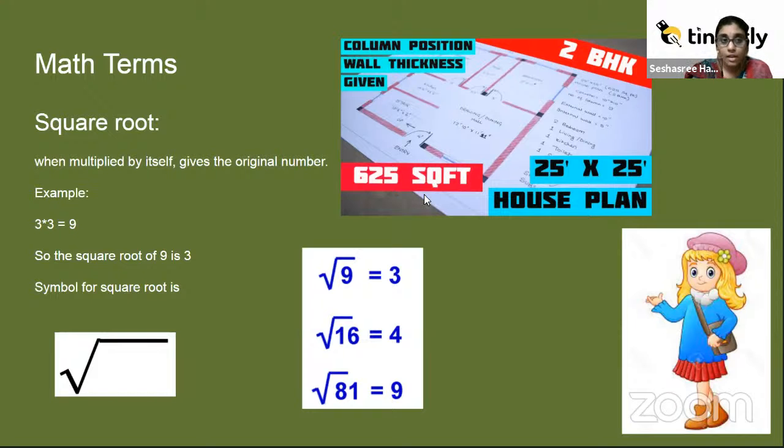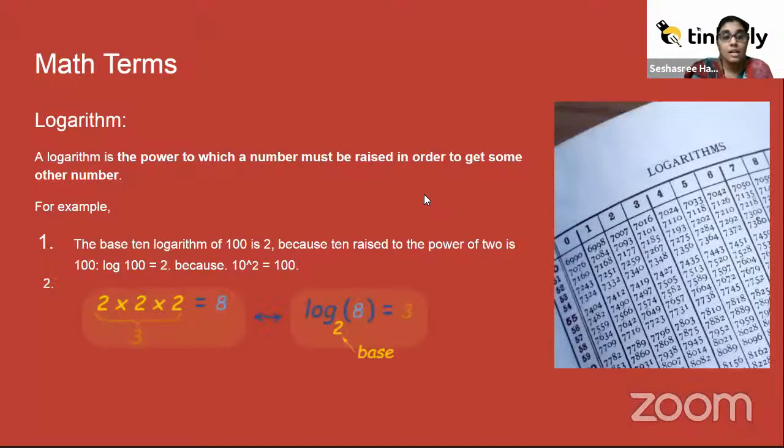Next, we will learn another math term, logarithm. So what is a logarithm? A logarithm is the power to which a number must be raised in order to get some other number. Again, it was very confusing. My teacher who taught our chemistry told us to open the logarithmic tables book. It looks like this. It has so many numbers, so many 4-digit decimal numbers, and I got very confused.